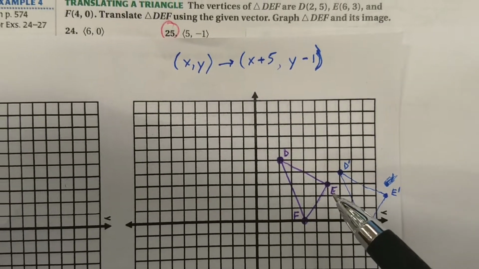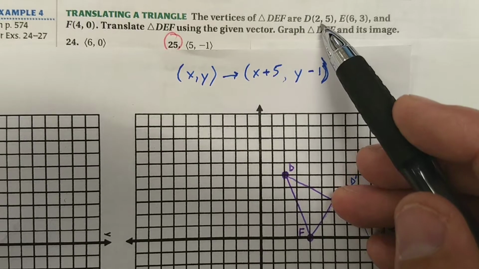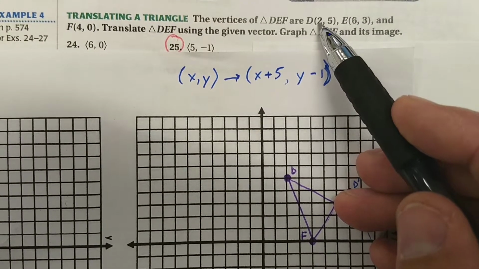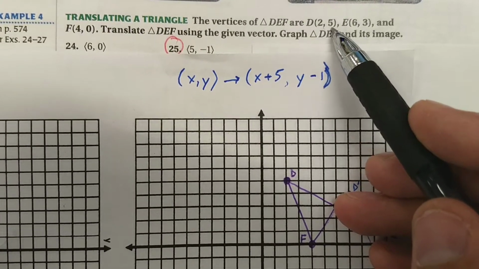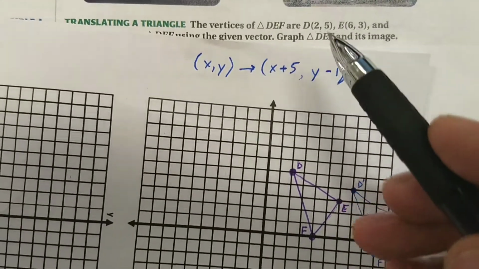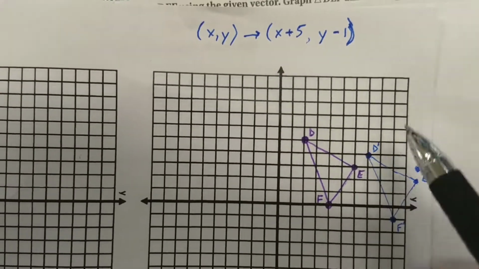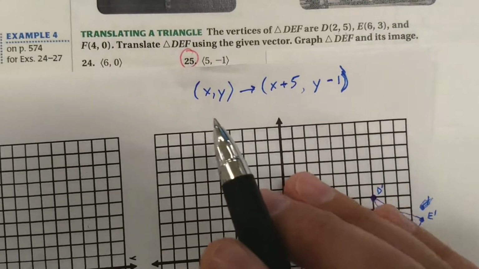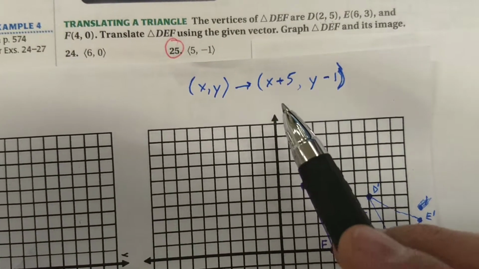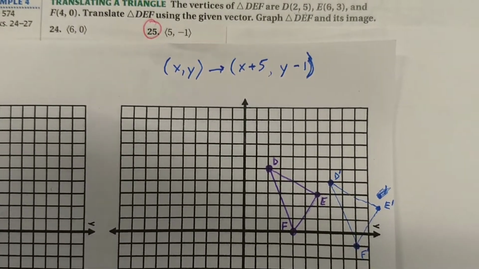Again, we could have taken a look at these initial values as the coordinates, the x and y coordinates, and we could have added 5 to this and subtracted 1 from this. We would get (7, 4), and that's where our new prime value is. D prime is at (7, 4). So we could have listed those out and just done some subtraction or addition using this vector or this rule as well. And we'd get those same coordinates and then we could plot them. So you've got a couple different options of how you want to do that.